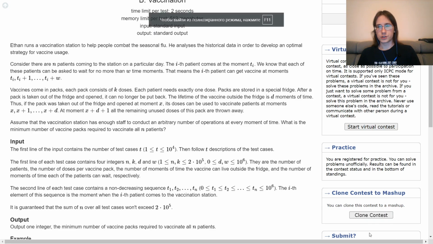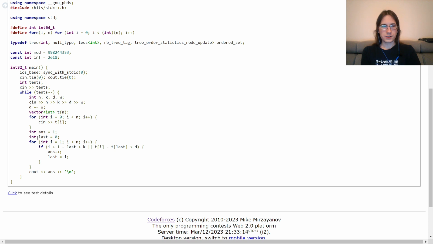Let's look at the implementation. Here last is the last person for which I have opened the vaccine. And initially it's the first person. And initially the answer is 1, so it means I have already opened one vaccine. Then I go through all the remaining patients and I see if there are too many patients between this one and the last for which I opened vaccine, or if there has passed too much time, then I open the new vaccine and output the answer in the end.